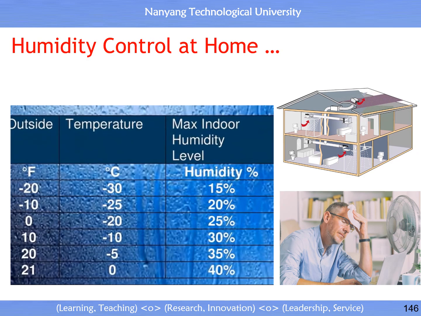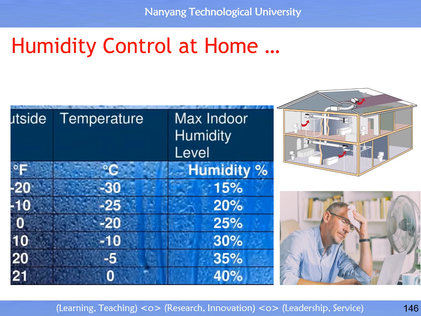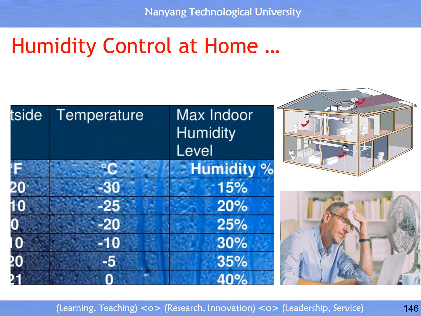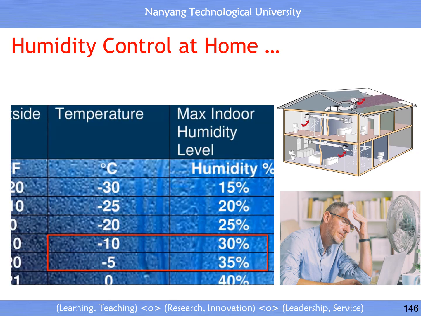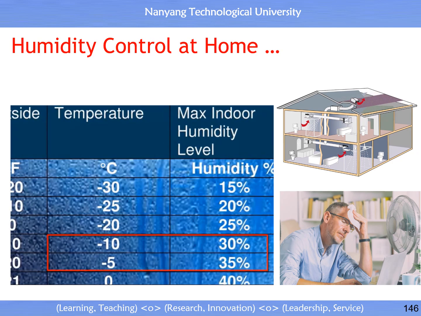In conventional Canadian homes, it becomes necessary to reduce indoor humidity with the onset of winter. As a rule, 30 to 35% indoor humidity is recommended for -5 to -10 degrees Celsius.